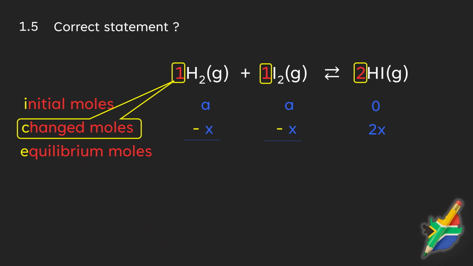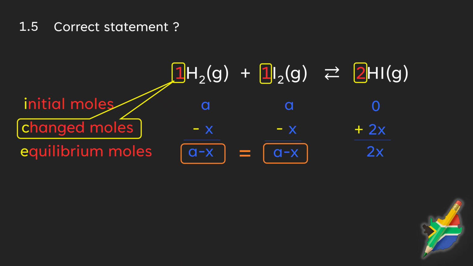Then, to work out the moles of each reactant present at equilibrium, we must take the moles we started with and subtract the moles which were used up in the reaction. And we get A minus X moles for each reactant left at equilibrium. And for the product, we need to find the sum of the initial moles and the moles that were produced. And we get 2X moles. We can see that no matter what the actual values are, the equilibrium moles of the two reactants are always equal. But the answer options are in terms of concentration and not moles.